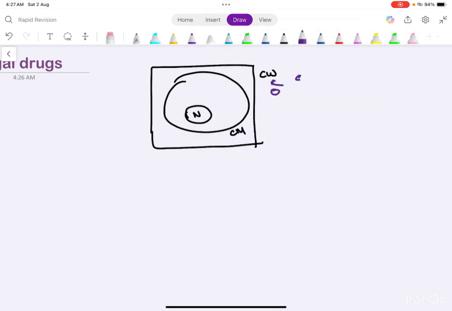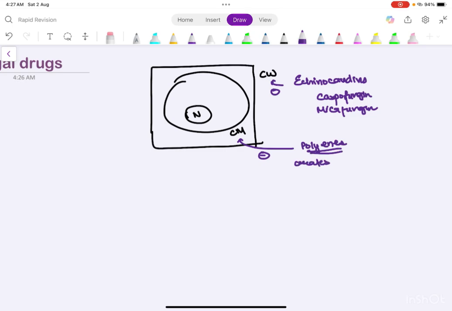So, we do that through echinocandins. Now, echinocandins, the drugs are caspofungin, micafungin, anidulafungin. Okay. Now, second step you can do is inhibit the cell membrane. So, cell membrane is inhibited by polyenes, which create pores in the cell membrane. Now, these are amphotericin B and nystatin.